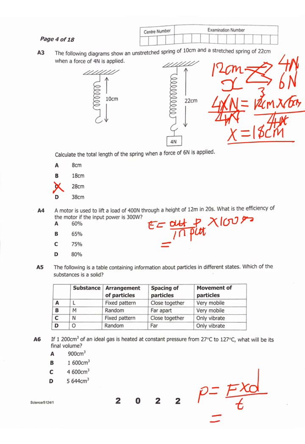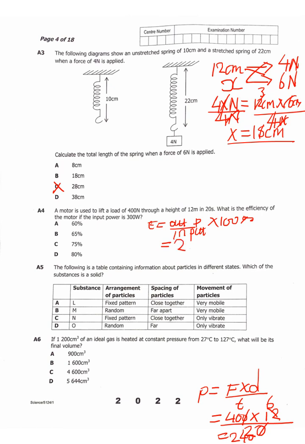So let's look at the force. The force is 400 newtons multiplied by the distance, 12 meters, divided by 20 seconds. If we do the math here, we cancel 0. 2 into 12 is just 6. 6 times 40 is 240. So this is our power output.